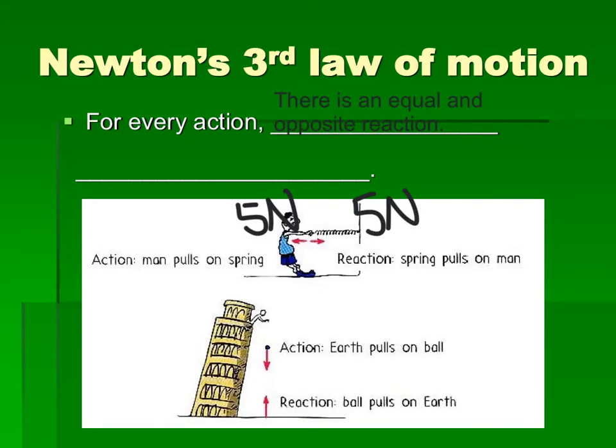Or there's this reaction as well, and this is a kind of weird one to students. If there's this action that the earth pulls on the ball, well, the reaction is the ball actually pulls on the earth, which is true. Every object that has mass has a gravitational pull. So even right now as you're sitting next to your partner, you are exerting a gravitational pull on one another.